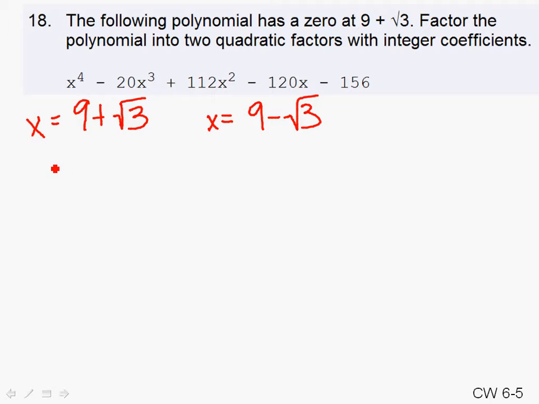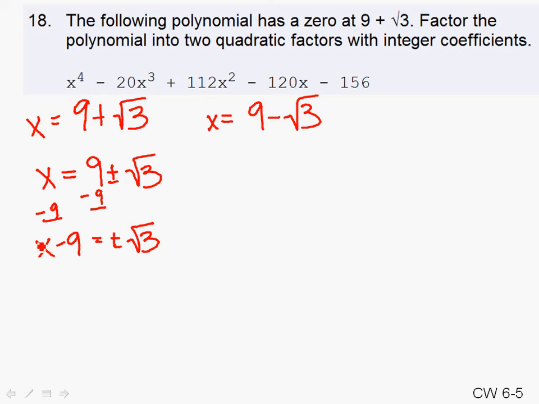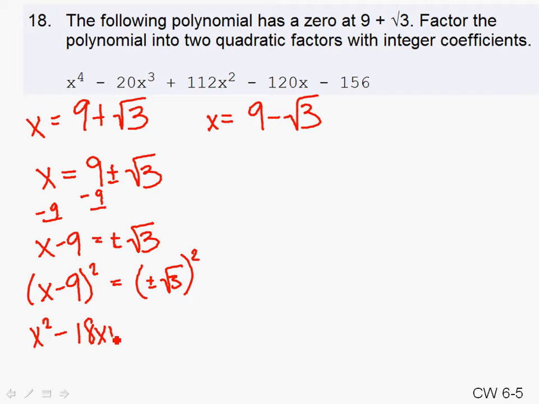Using completing the square but doing it backwards, we have x equals 9 plus or minus the square root of 3. We subtract 9 from each side. We get x minus 9 equals plus or minus the square root of 3. We then square each side to get x minus 9 squared equals plus or minus the square root of 3 squared, which is x squared minus 18x plus 81 equals 3.